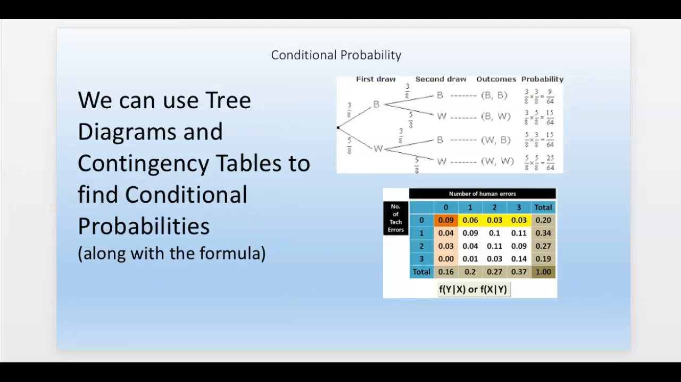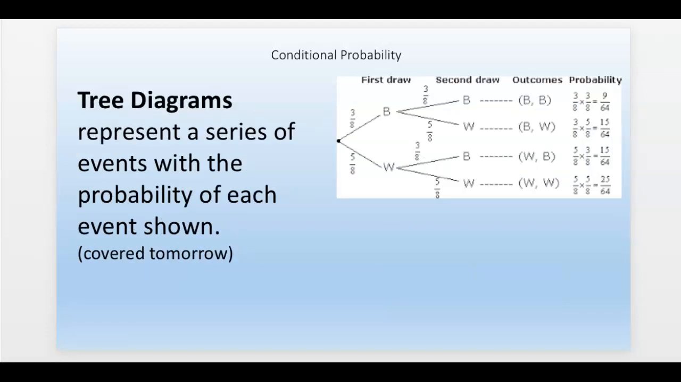Y'all, we can use tree diagrams and contingency tables to find conditional probabilities, along with the formula. And tree diagrams, we'll look at them tomorrow. All right, just so you kind of understand what they are, they represent a series of events with the probabilities of each event shown. Okay? They're a good way to look at dependent events.